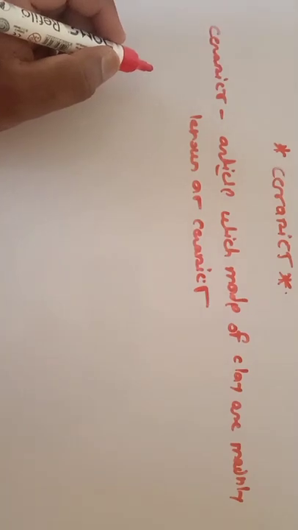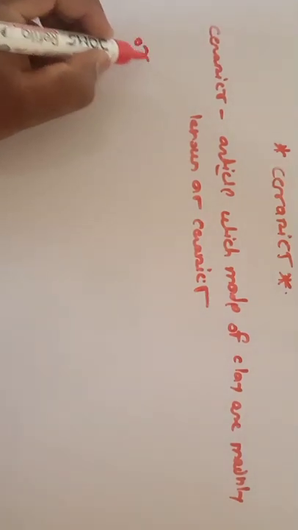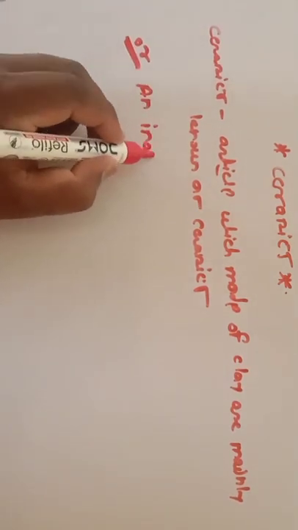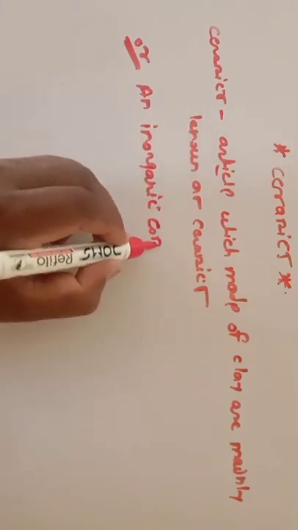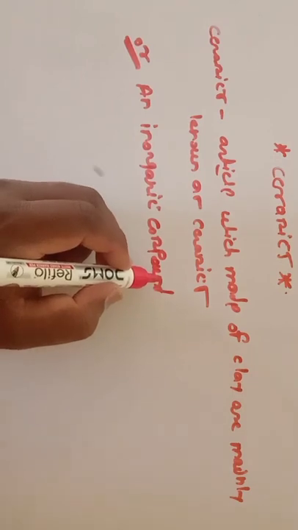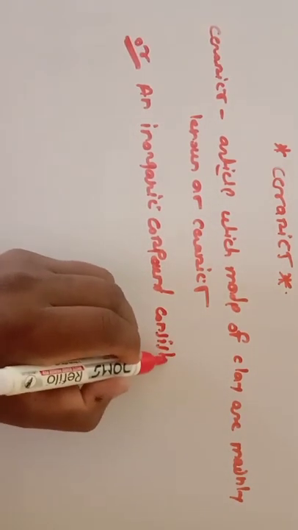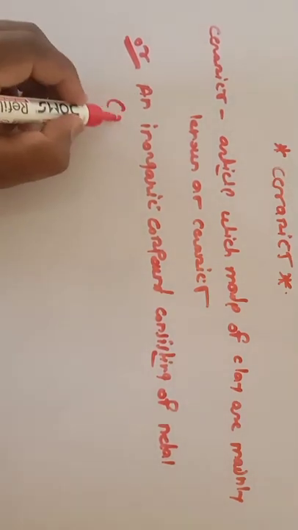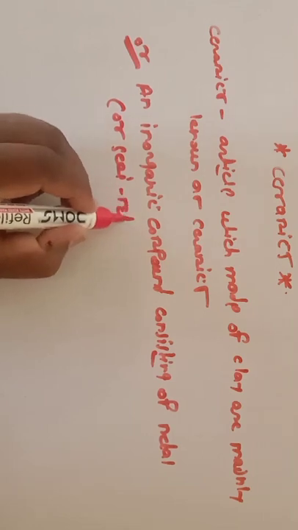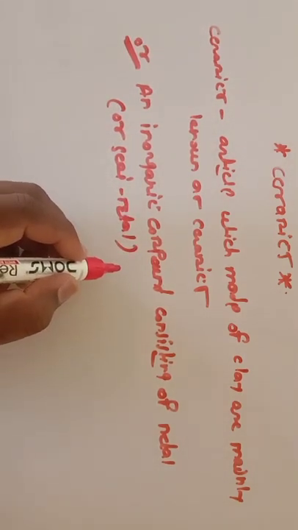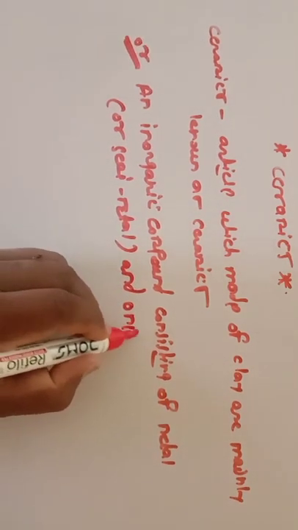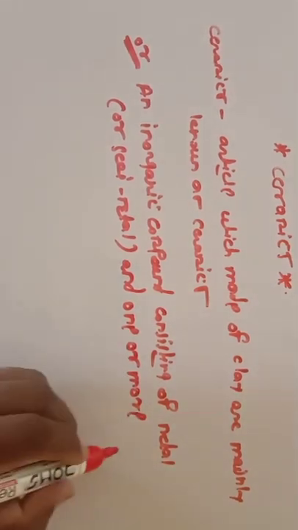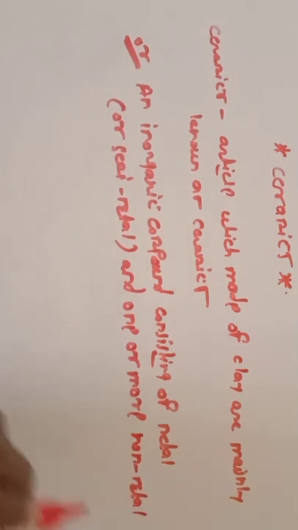One more definition is there. The actual definition is: an inorganic compound consisting of metals or semi-metals and one or more non-metals is considered as a ceramic.